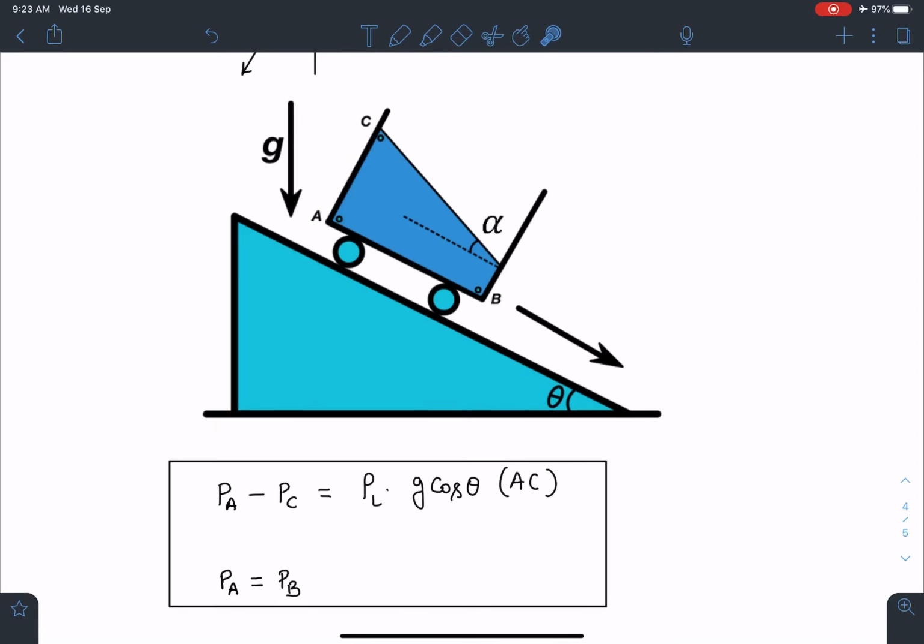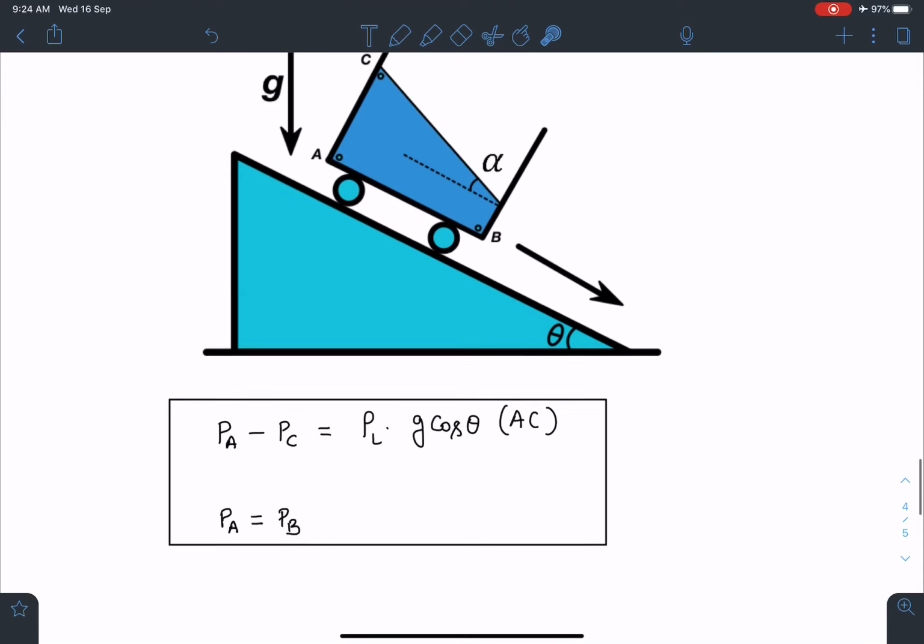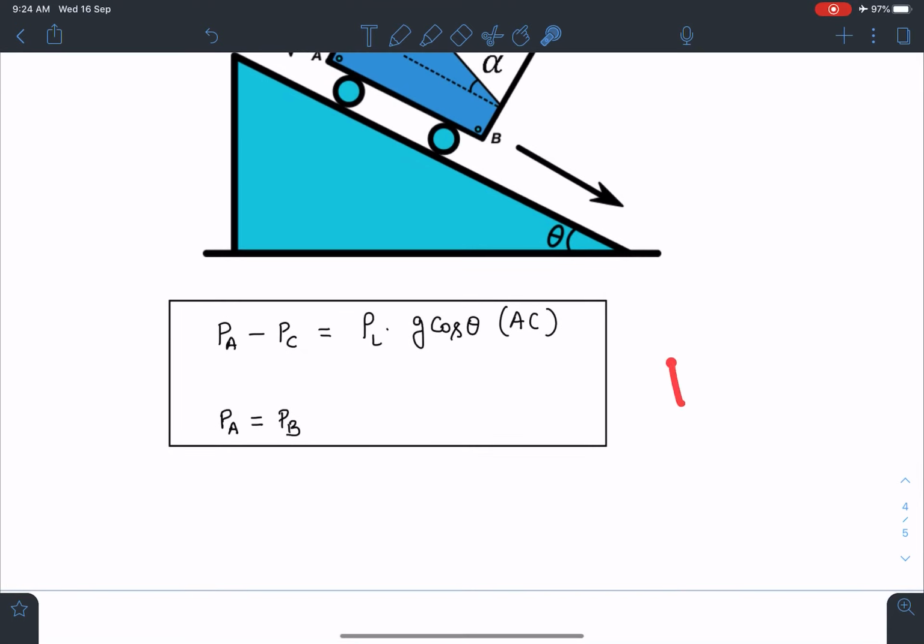So PA minus PC should be rho G H. H is going to be this distance and G is going to be G effective. So PA minus PC is equal to rho liquid into G cos theta into distance AC. That is going to be the answer for the pressure part.